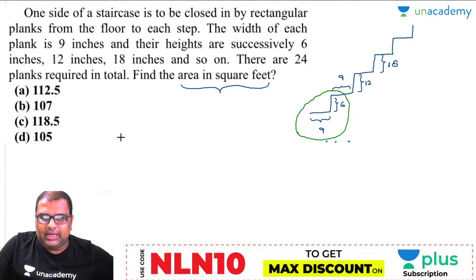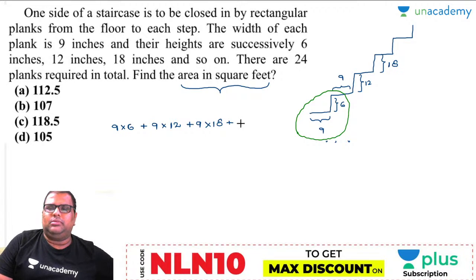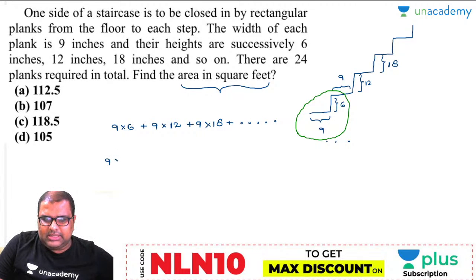Now this is the point there. 9 into 6. Width is same, na? 9 into 12. Next one is 9 into 18. This is the pattern. This is what we have missed out there. So on. Yes. Now see here, I can take common of 9 into 6.